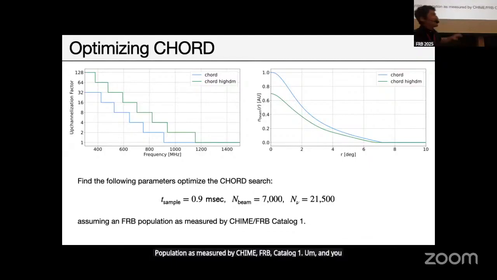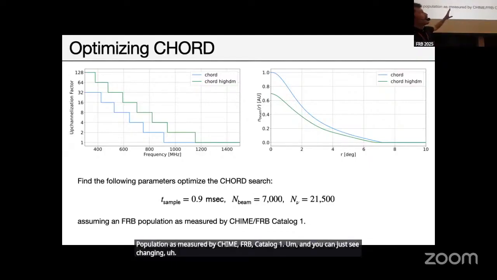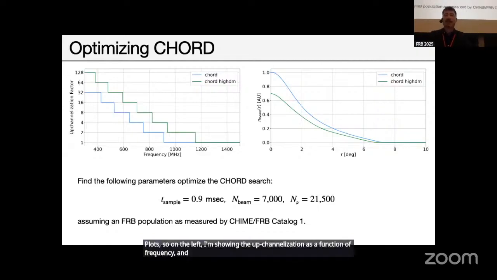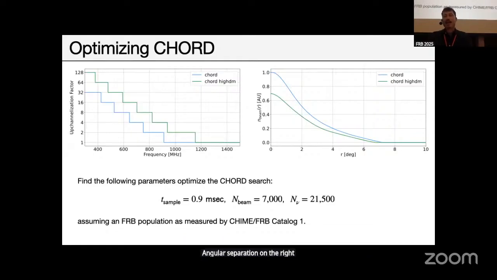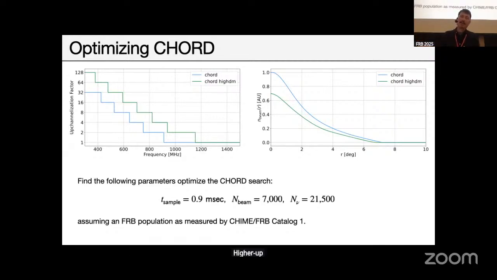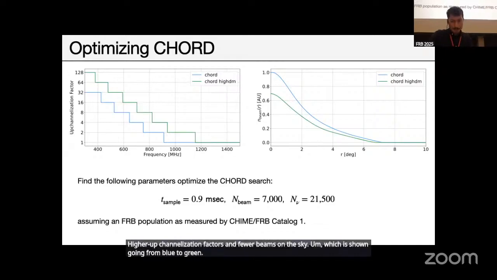And you can see the effect of changing some of the objective functions in the upper plots. On the left, I'm showing the upchannelization as a function of frequency, and on the right, the beam distribution as a function of angular separation. And if you wanted to optimize for the high DM events, you would, of course, use higher upchannelization factors and fewer beams on the sky, which is shown going from blue to green.